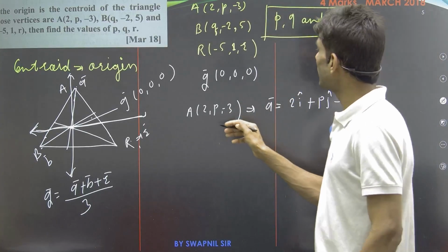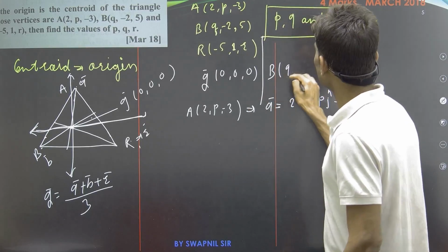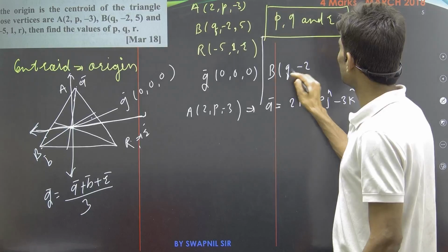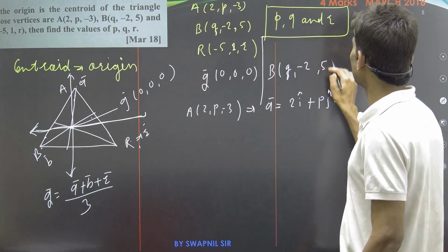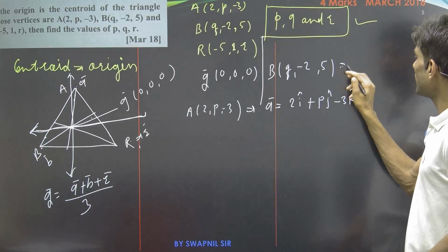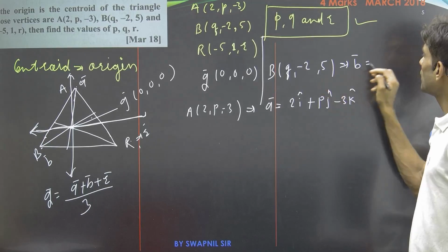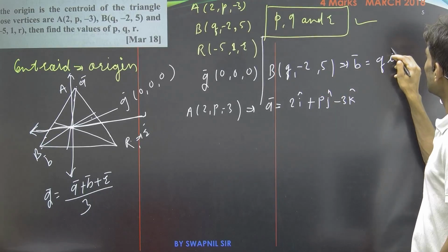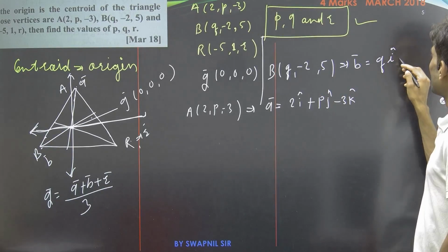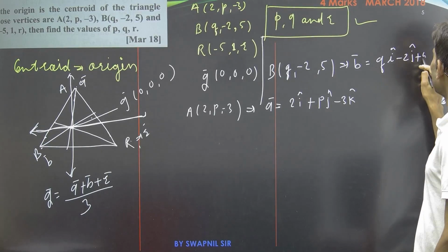Similarly, at the point B, we have the point (q, -2, 5). We write the position vector B bar, which is equal to q times i cap minus 2 times j cap plus 5 times k cap.